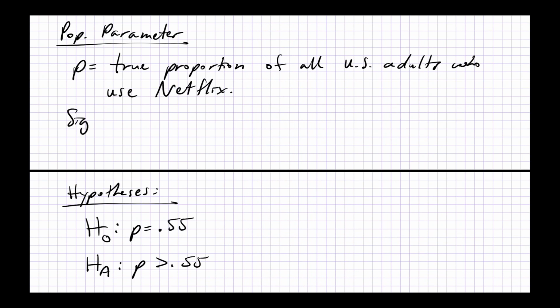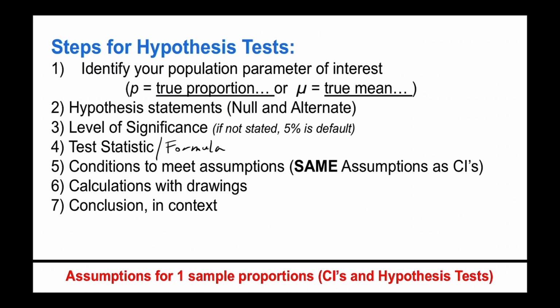Okay, I'm going to put significance level here. Significance level, 5%. You don't have to go in order of the 7 steps. I don't take off points for that. Obviously the conclusion is going to come last, but if you put the level of significance before the hypothesis statement, or you put the formula before, that's fine.